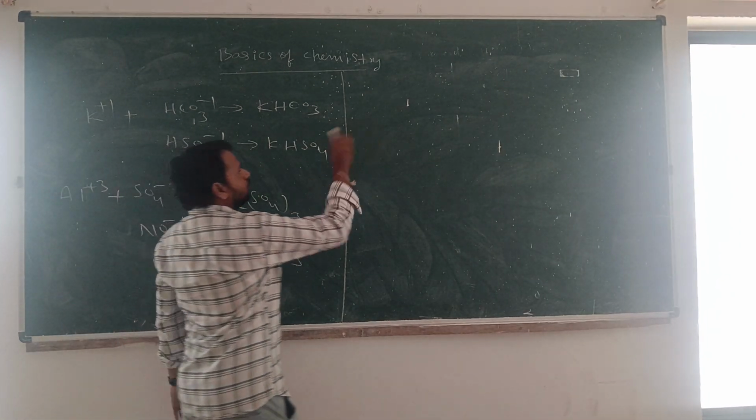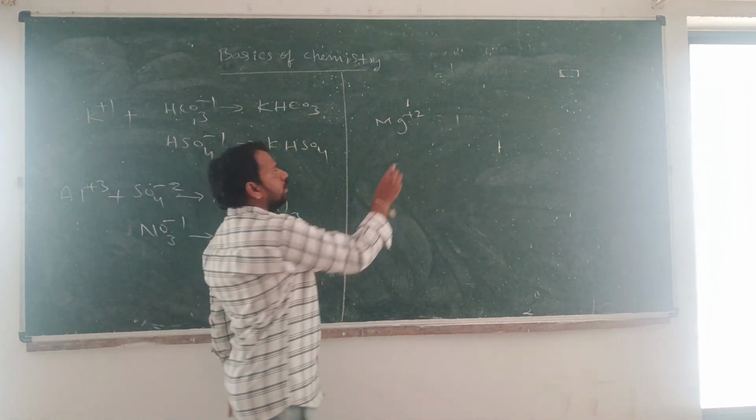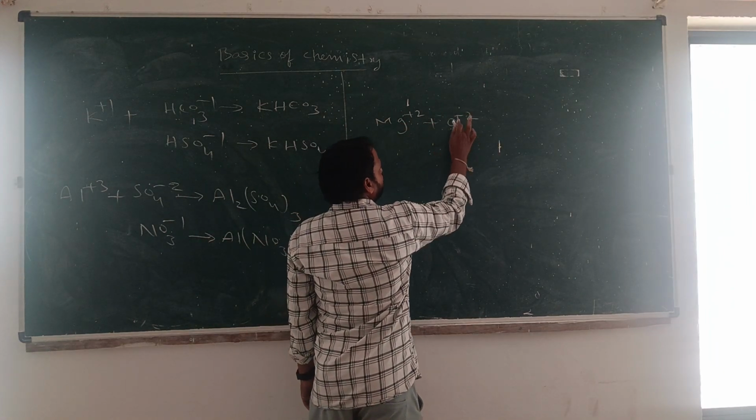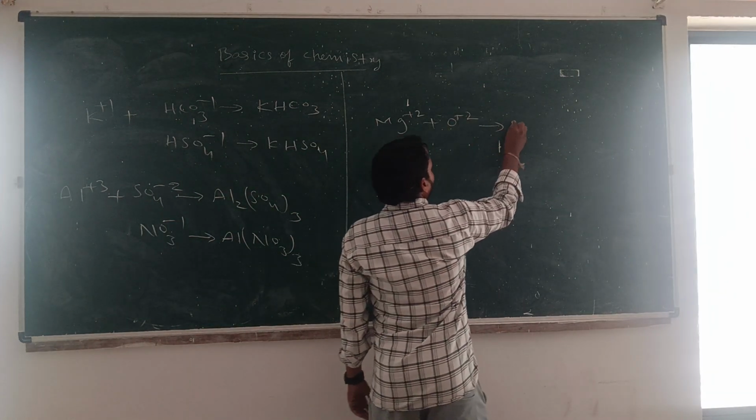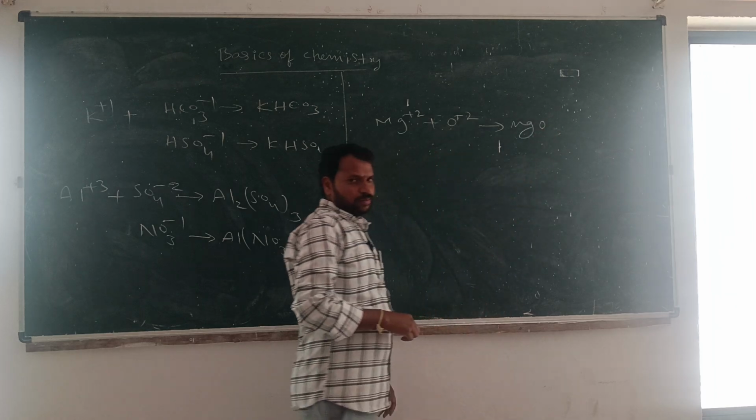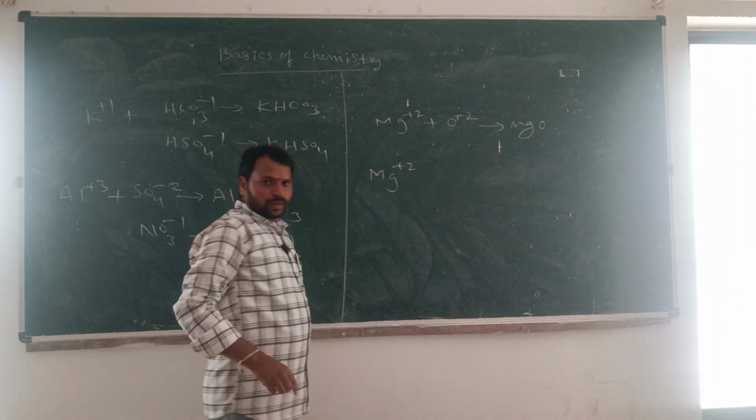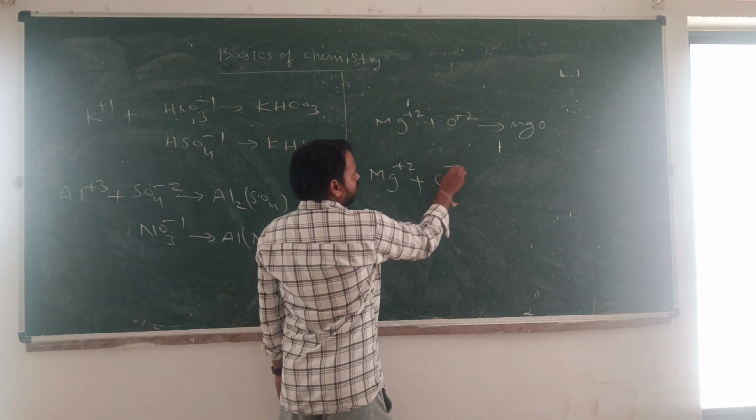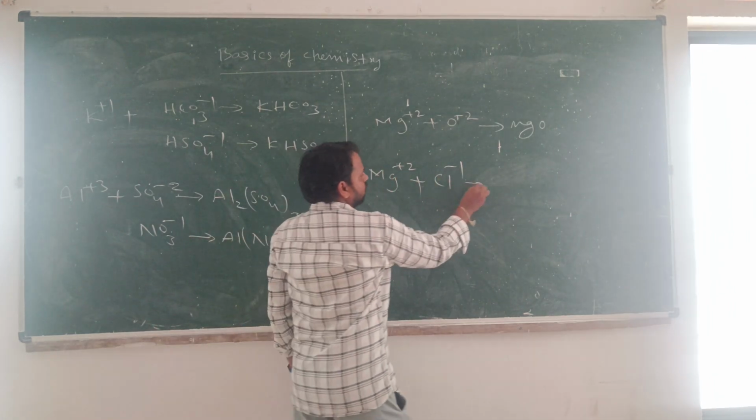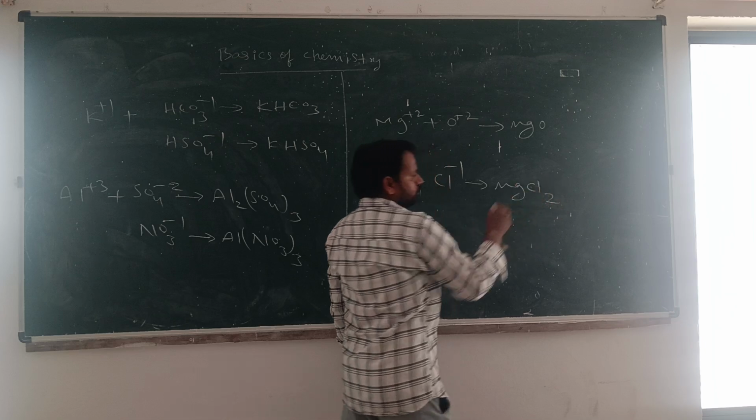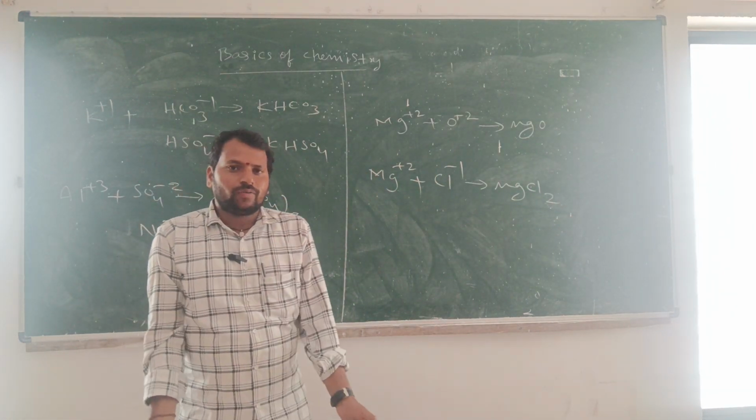Let me see some more compounds. Mg2+ is the magnesium cation and O minus 2 is the oxide, so we write simply MgO, magnesium oxide. For Mg2+ and Cl minus 1, the 2 comes to the chlorine side and the 1 comes to this side. As per the crisscross formulation, we write MgCl2, magnesium chloride. These are some formulations of inorganic chemistry.